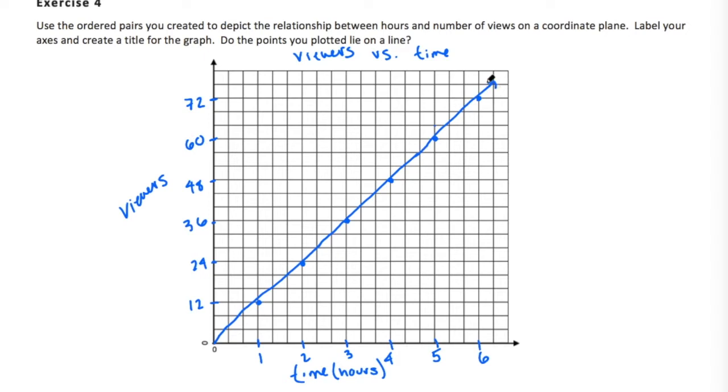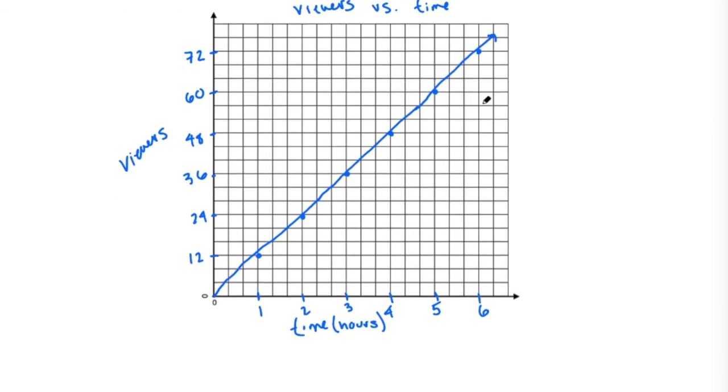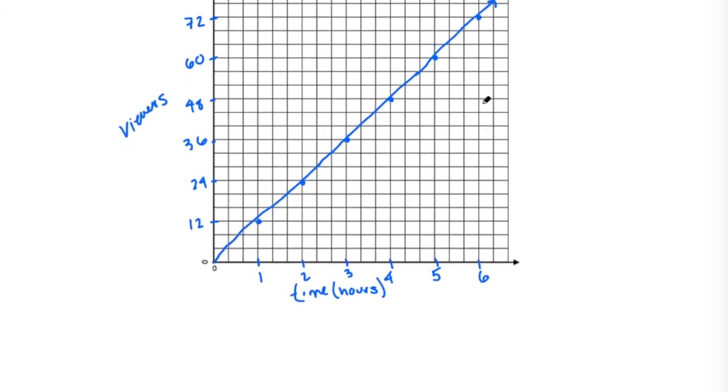Great, and we could keep going. I'm going to put an arrow on the end to say that this could keep going. We can figure out how many viewers we would expect after 7, 8, 9, 100 hours. Okay, that's all for page 73. Turning to page 74.